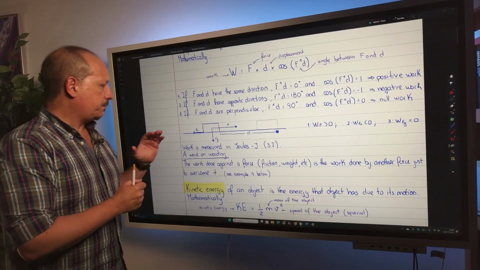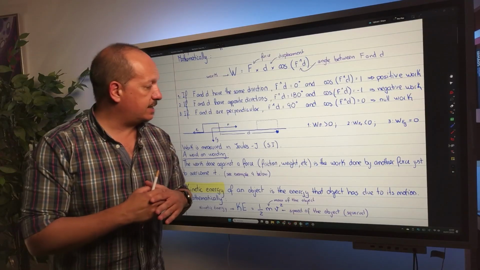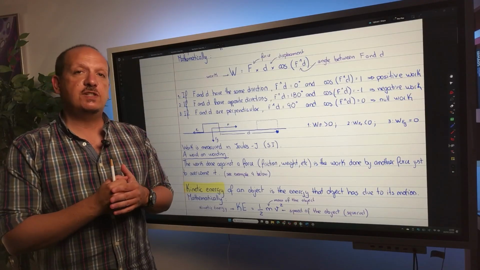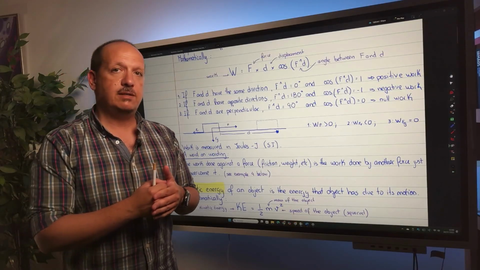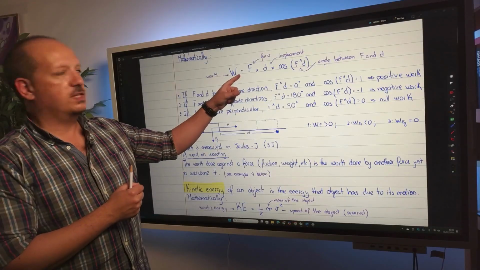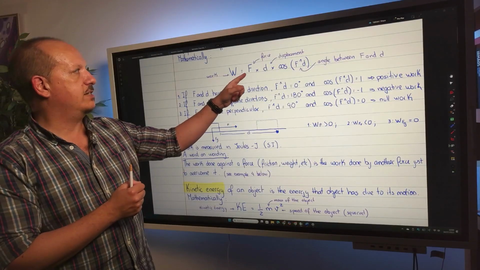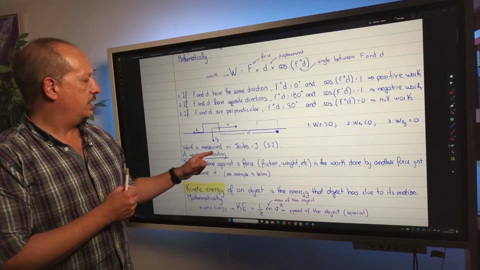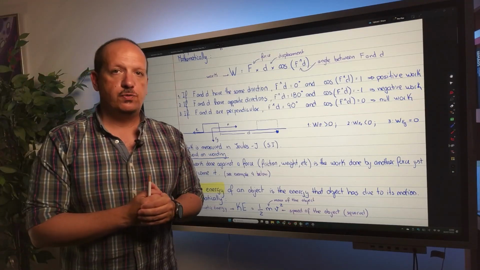Okay? Work is measured in the same unit as energy, which is the joule. If everything that you are using in this formula uses the international system, namely, if this is in newtons, this is in meters, then the work is in joules.